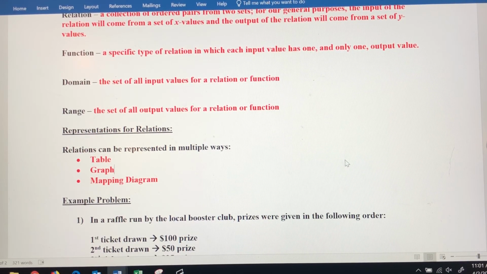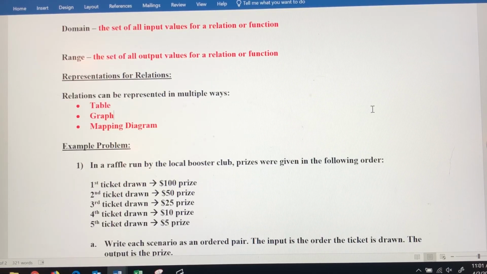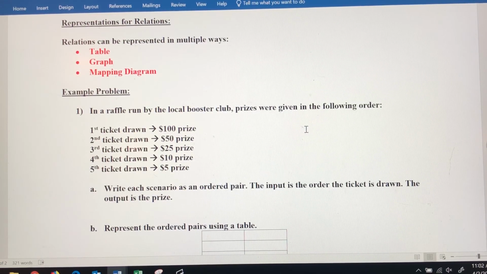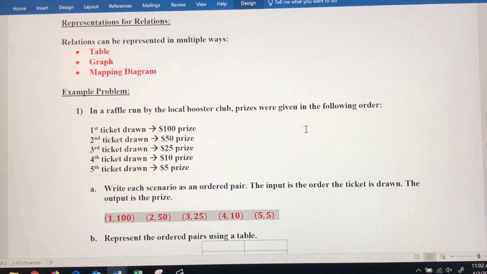So let's look at an example problem here. In a raffle run by the local booster club, prizes were given in the following order. The first ticket drawn won $100, second ticket drawn won $50, and so on down the line. So this is a relation. We've got input values, which is the number that your ticket is drawn, and we've got output values, which is the prize money. So we want to write each of these scenarios as an ordered pair. So the first ticket drawn would be written as (1, 100). The input is 1, the output is 100.